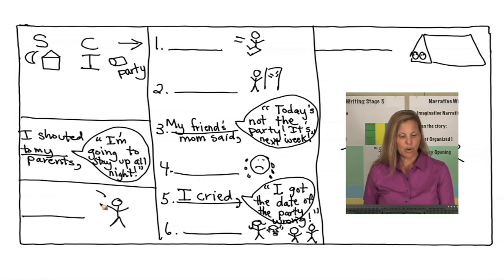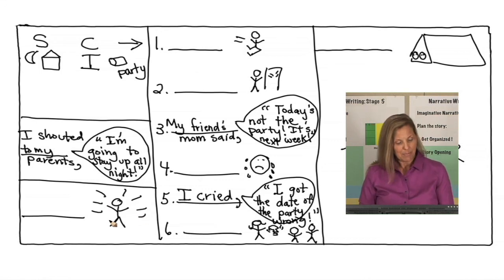I'll show me drawing a picture. I'll draw a picture of me jumping up and down. Maybe I'll show my heart was pounding here. These two sentences that we planned after our SC arrow were after the entire story was planned.